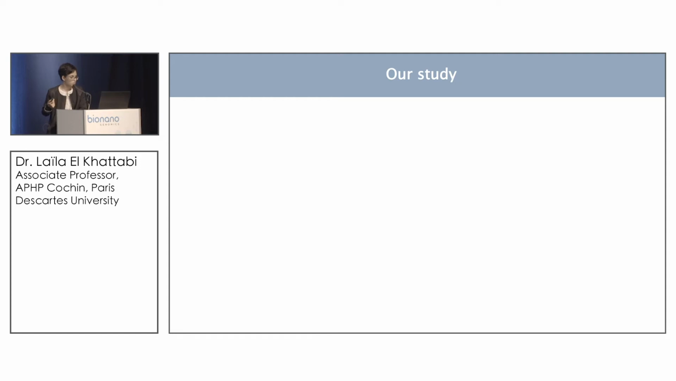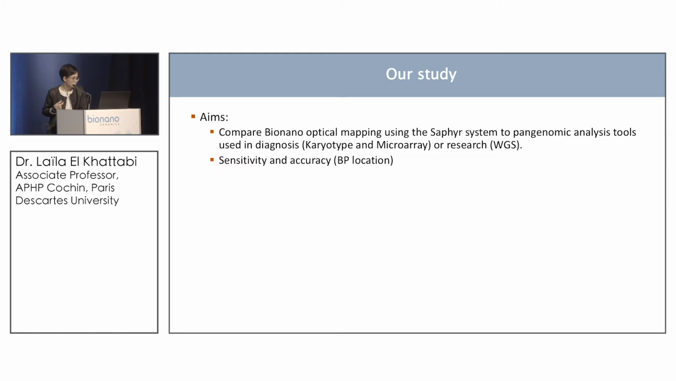So how did we get involved in this technology? We have been really excited, as Alexander has been, because I think we see the same chromosomes at the end with this technology. Our study aimed to compare Bionano optical mapping to the regular pangenomic analysis tools that we have in cytogenetic labs, that is karyotype and microarray, but also whole genome sequencing, which is for now a research tool. We aim to compare their sensitivity and also their accuracy in defining breakpoint location.